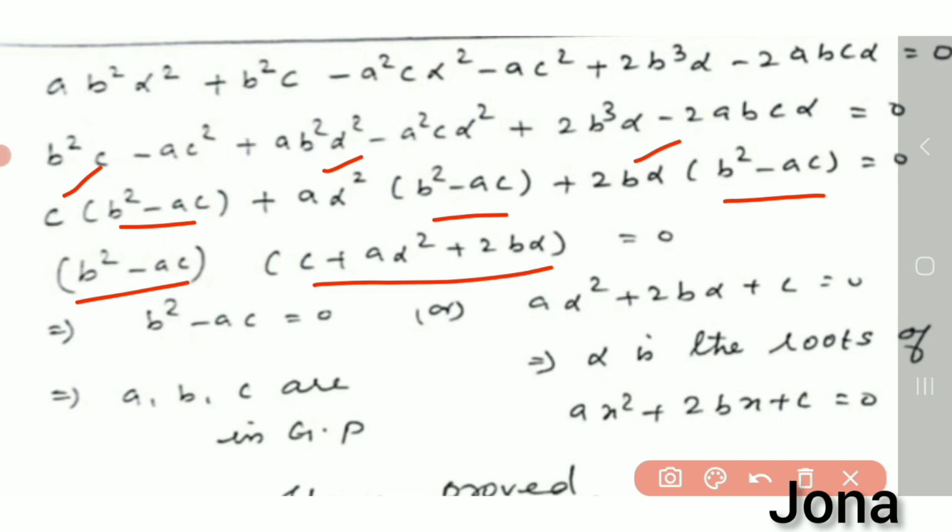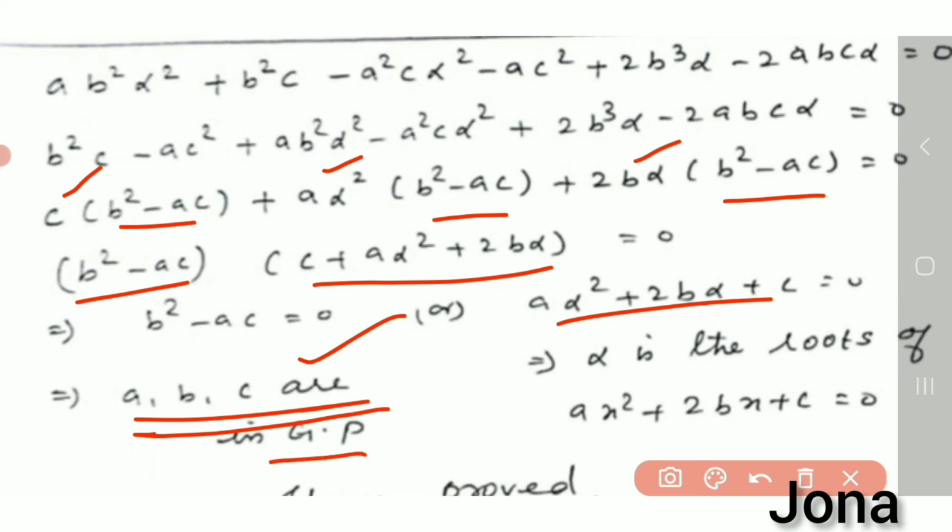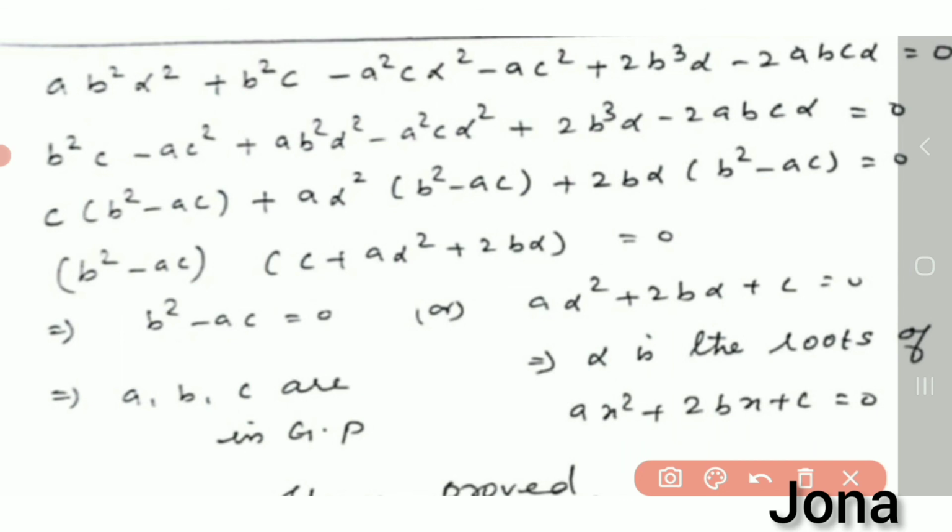From this we can separately equate to 0, that means b square minus ac equal to 0, and the other factor a alpha square plus 2b alpha plus c equal to 0. If b square equals ac, we can conclude that the sequence is in GP. And here alpha is the root of the equation, because we have alpha square, alpha and a constant term, it's a quadratic equation. So we can say alpha is the root of the equation ax square plus 2bx plus c equal to 0.